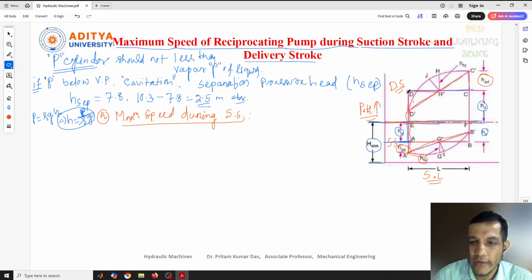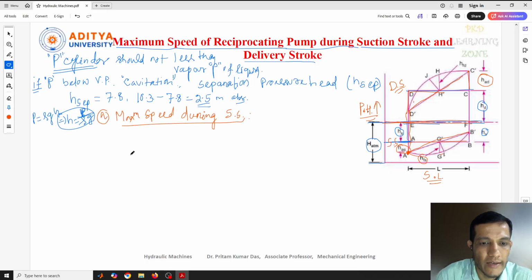So here what I need to consider is that the absolute pressure during the suction stroke is minimum at the beginning of the stroke. The beginning of the stroke means this point, if you see. The separation can take place at the beginning of the suction stroke only, at this point. So at this point, the absolute pressure head in the cylinder at the beginning of the stroke will be equal to H separation.